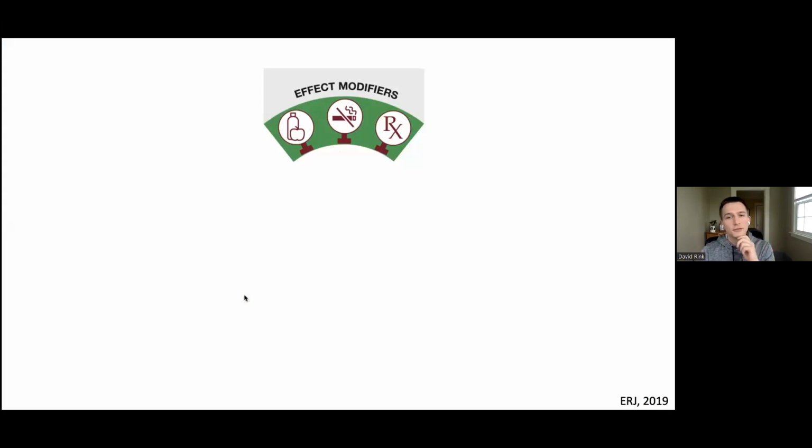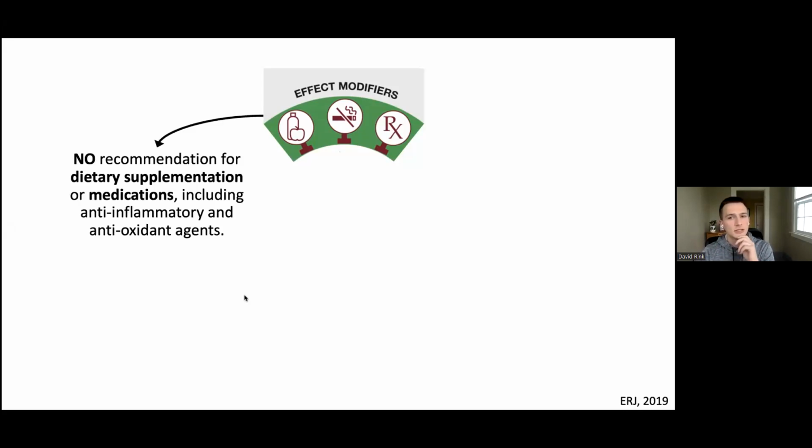Last, we're going to consider briefly effect modifiers. These are all things that we're probably a little bit more comfortable with. I will start by saying that regarding the question of dietary supplementation and medications, there's really mixed data, and it actually suggests a signal towards harm. There, of course, is a role for a balanced, healthy diet in general, but any specific changes that are made with the goal of reducing the adverse health effects of air pollution exposure are unlikely to be beneficial.